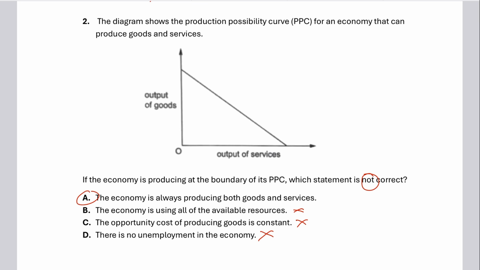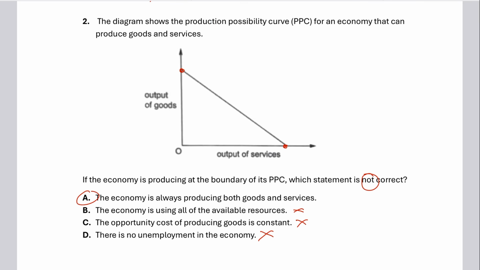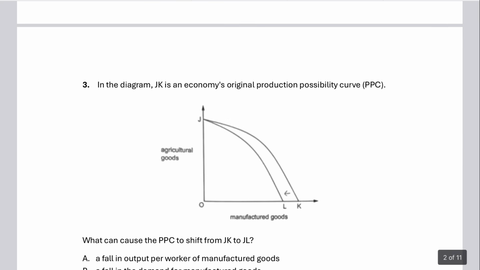Which makes A the correct answer. The economy is always producing both goods and services, which is not correct, because let's say if you are at this point, then you're producing zero services and maximum output of goods, while if you are at this point you're producing zero goods and maximum services. So this statement is incorrect. The economy on the PPC does not have to produce both goods and services at the same time. It could be at one extreme point of the PPC on either the horizontal or the vertical axis, which makes A the correct answer.